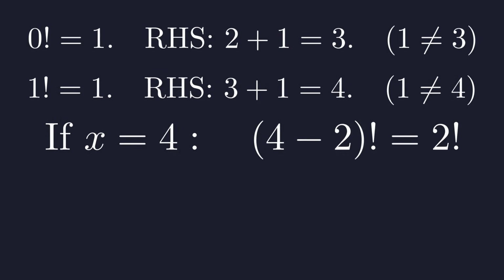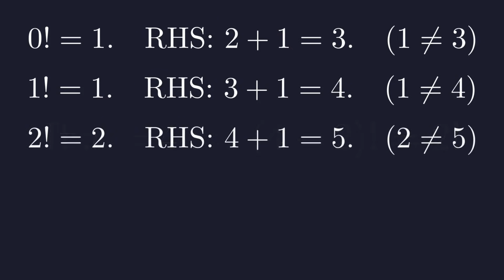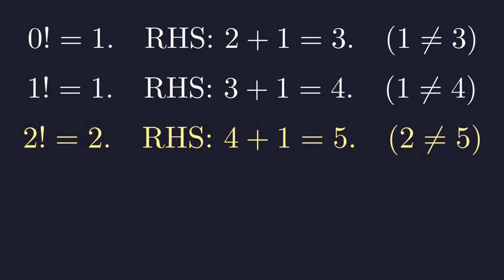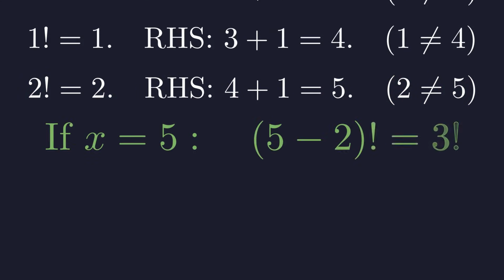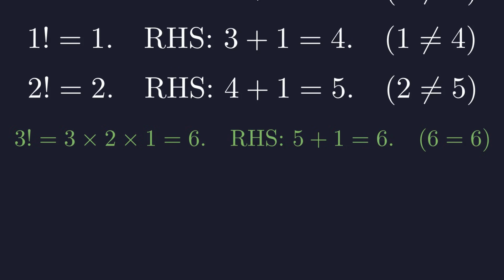What about x equals 4? We get 2 factorial. That's 2. Right side is 5. Nope. Let's try x equals 5. That's 3 factorial. 3 times 2 times 1 is 6. And the right side is also 6. There we go.